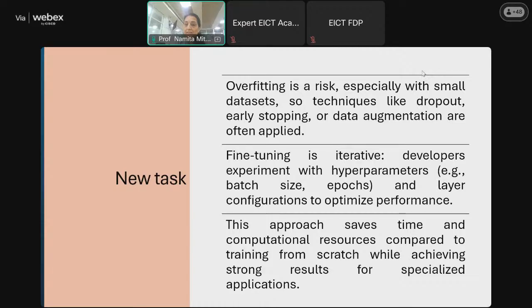So batch sizes and epochs are part of the hyperparameters, along with layer configuration, to optimize performance, right? So we have parameters and hyperparameter tuning. Hyperparameters means batch sizes, epochs, and number of layers, while parameters are weights and biases. This approach saves time and computational resources compared to training from scratch while achieving strong results for specialized applications.